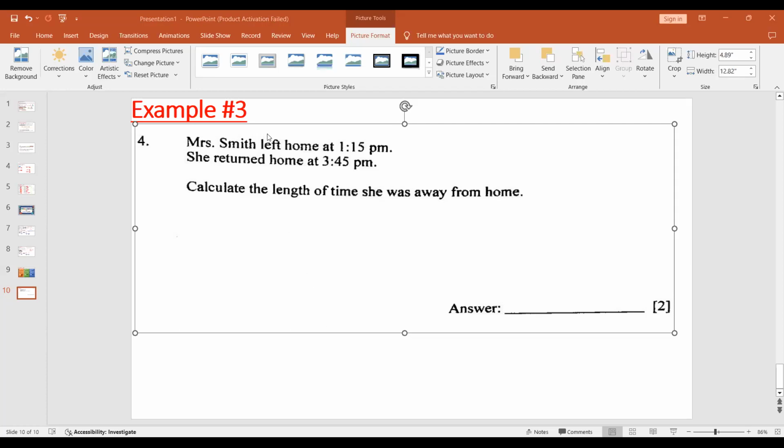I said that Mr. Smith left home at 1:15 p.m. She returned home at 3:45. Calculate the length of time that she was away from home. Only a few persons are answering. Where are the rest of you?